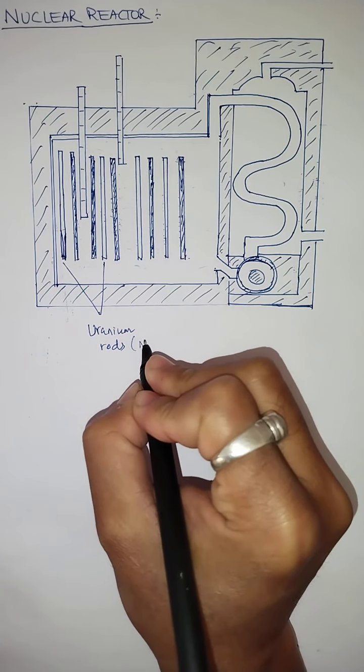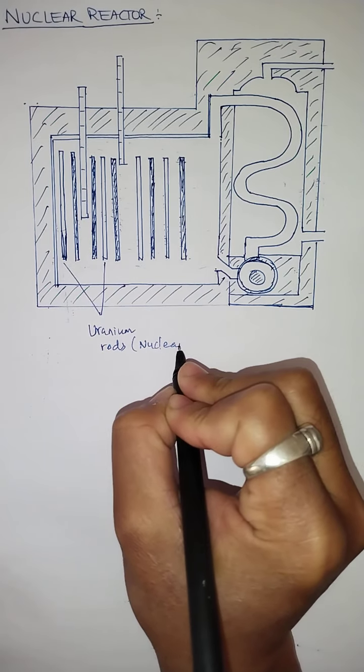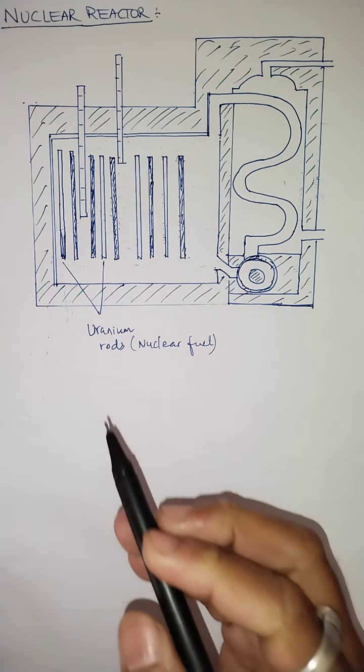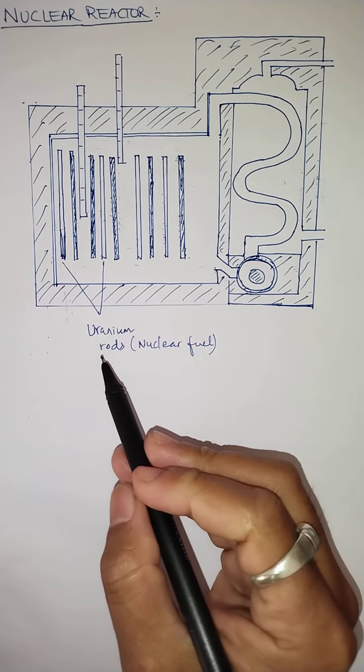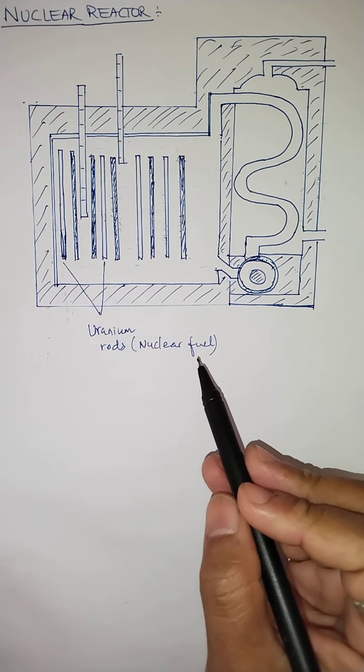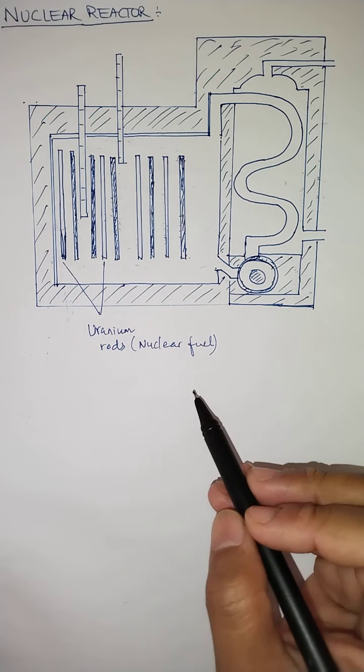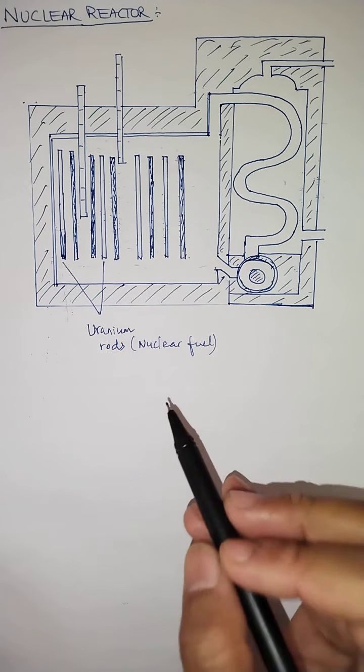Acts as a what? Fuel. And what fuel do we call it? Nuclear fuel. So it is a fissionable material. This uranium acts as a nuclear fuel and as a fissionable material to be used for the fission process to take place.